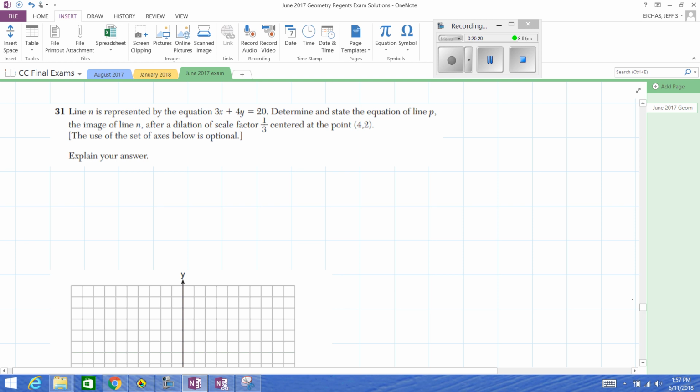All right, last one of the 2-pointers, part 2s. Line N is represented by the equation 3x plus 4y equals 20. Determine and state the equation of line P after dilation. Now, the first thing I would do is get it in slope-intercept form.